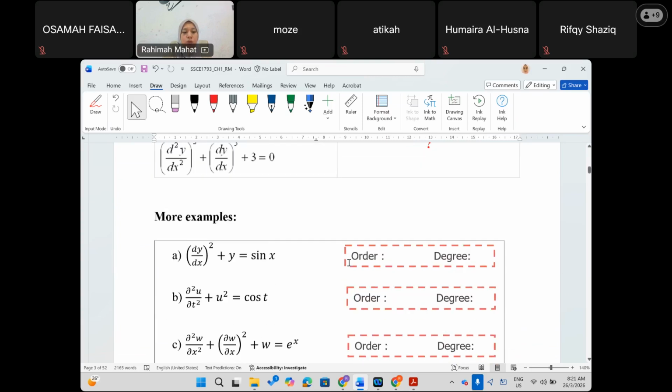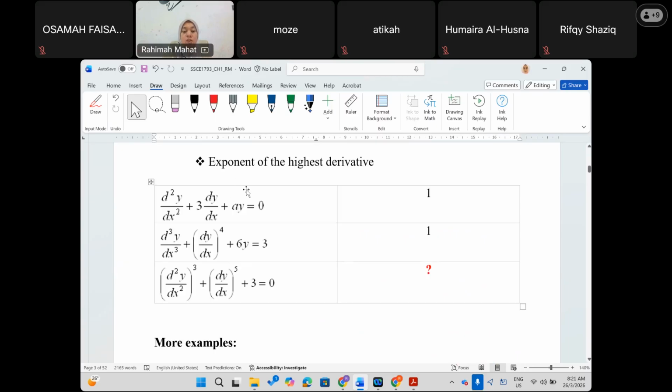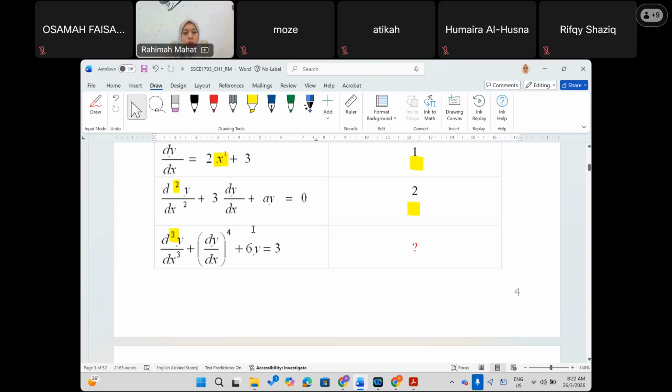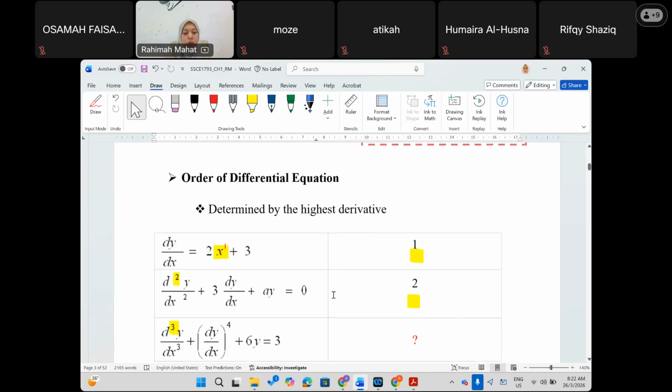Maybe for this one, this is the exponent of the highest derivative. This one is 1, because the highest power is, this is the highest derivative.